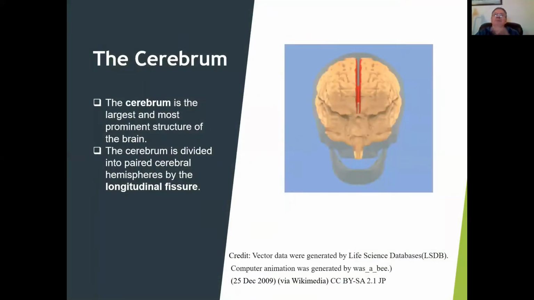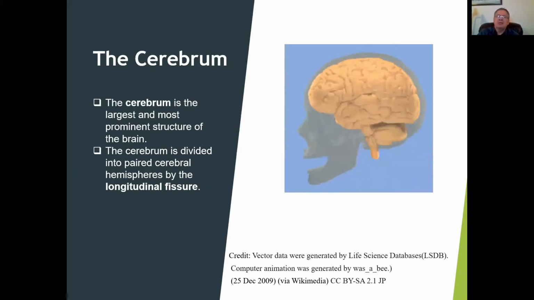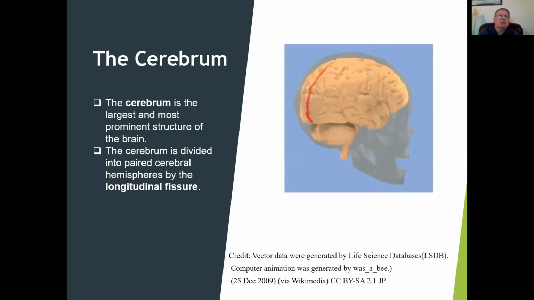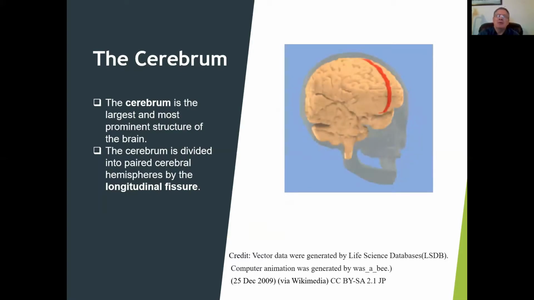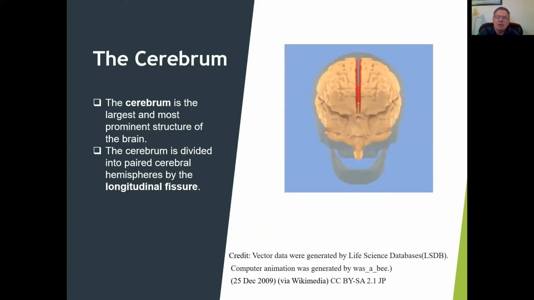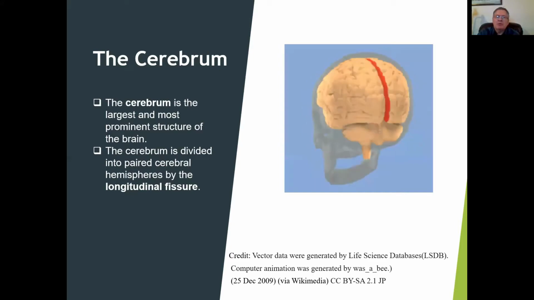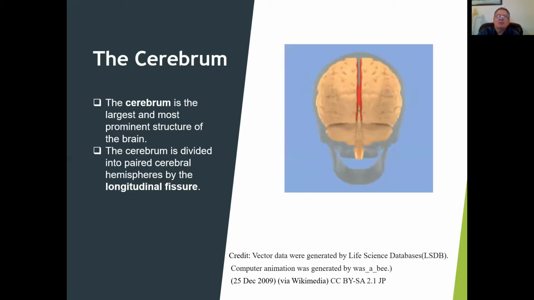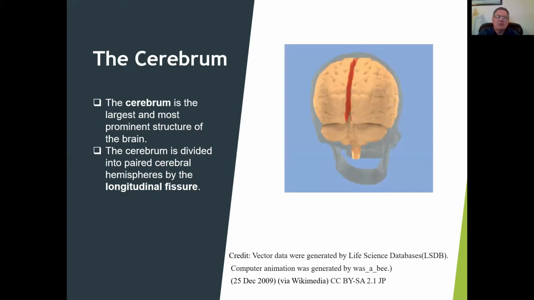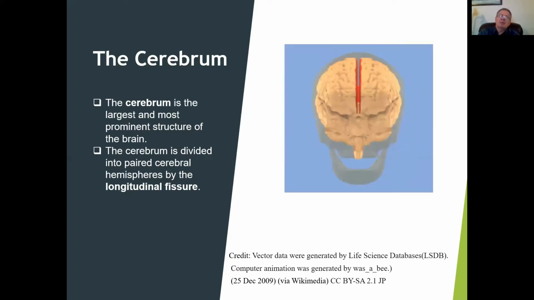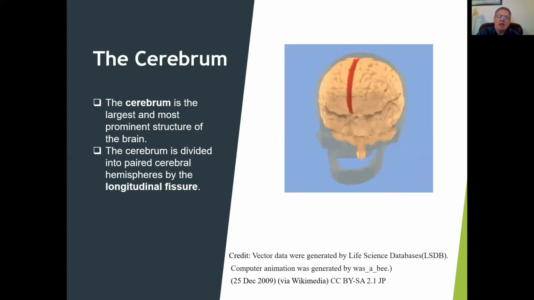Now, the cerebrum, as you can see, is the largest and most prominent structure of the brain, and it's divided into paired cerebral hemispheres by the longitudinal fissure, as you can see there in red in the animation on the screen. Together, as already mentioned, the two cerebral hemispheres are known as the telencephalon, which is the cerebrum minus the diencephalon. The diencephalon is situated just above the brainstem, and two of its main structures are the hypothalamus and the thalamus.